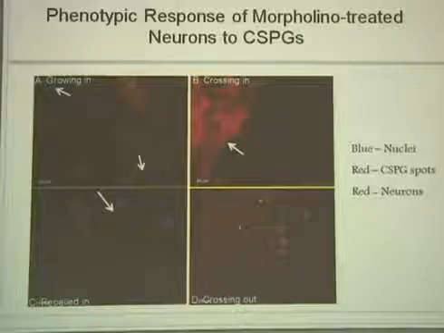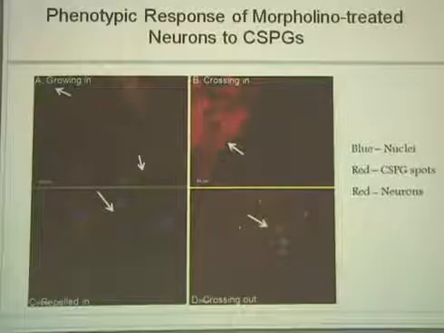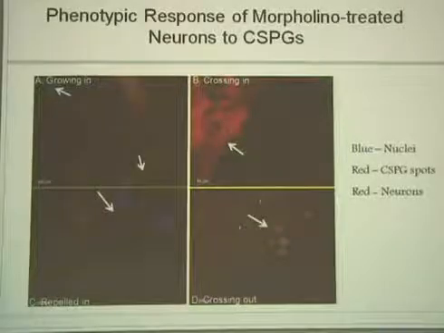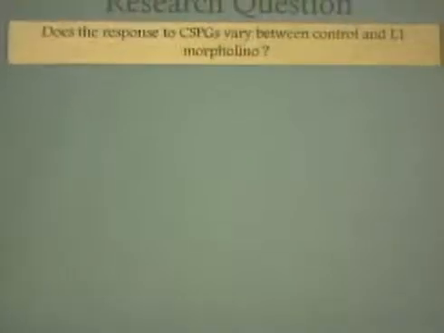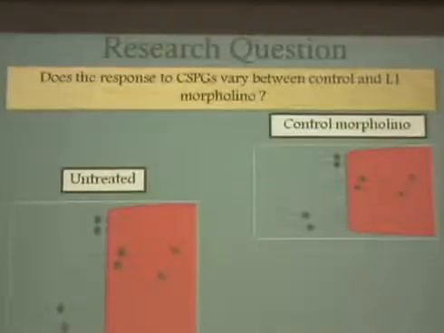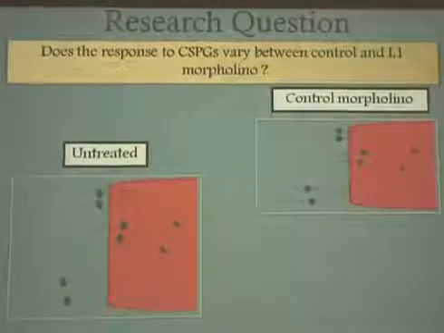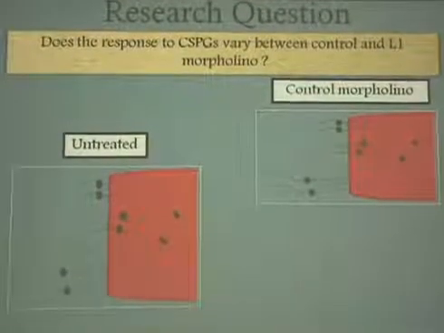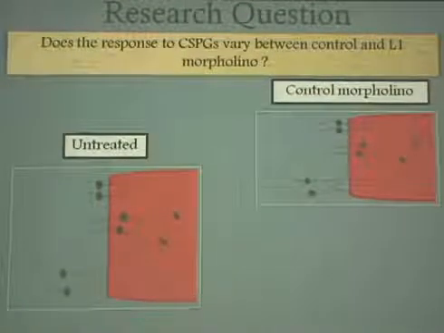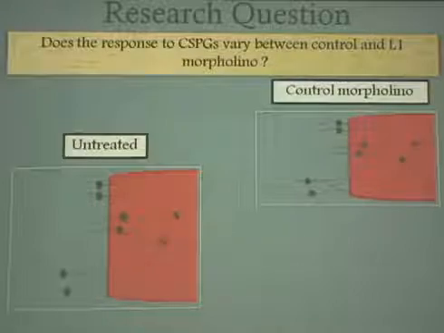So to have a better understanding of this, I asked myself, does the response to CSPGs vary between the control and the L1 morpholino? A control morpholino is a sequence that will not recognize the mRNA. So if it does not recognize the mRNA, that means that the protein will be translated.